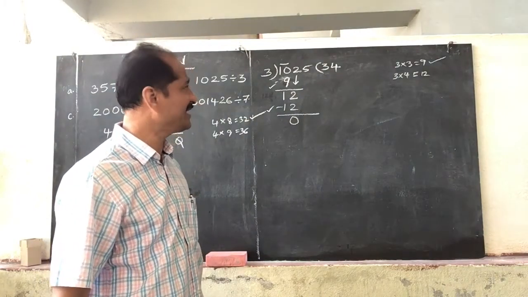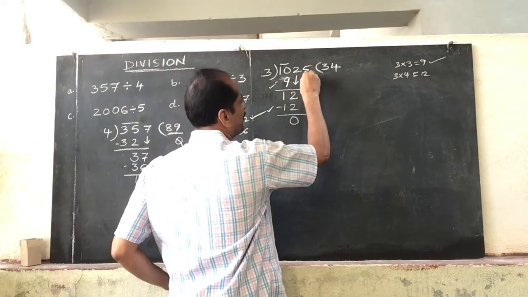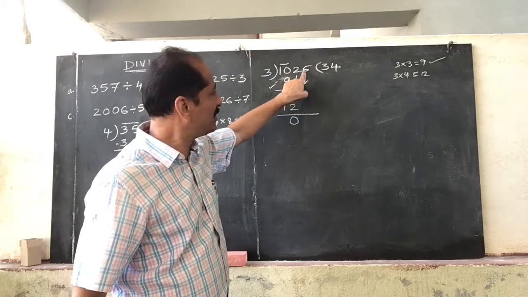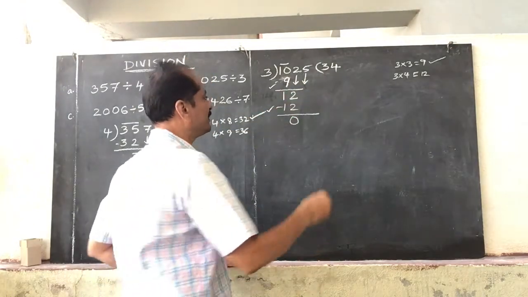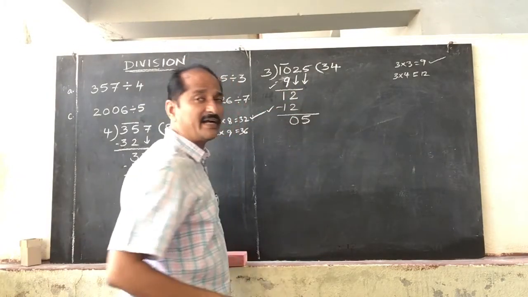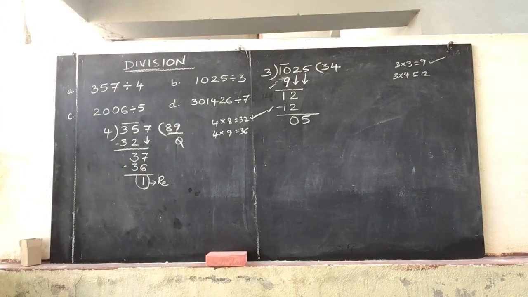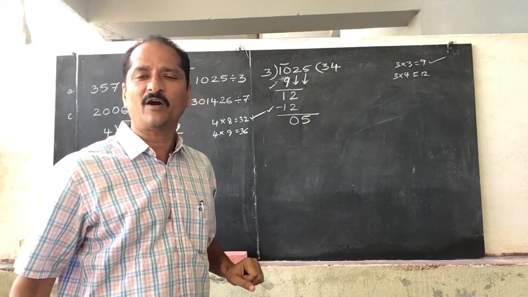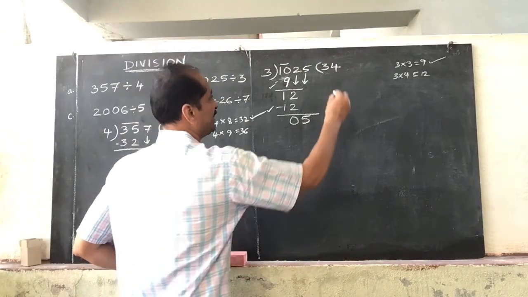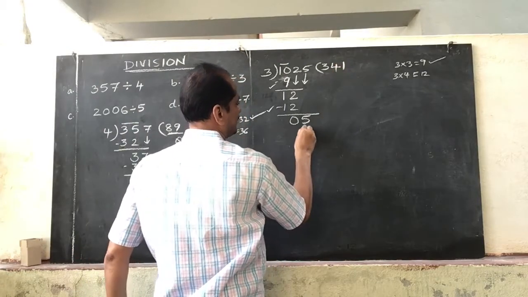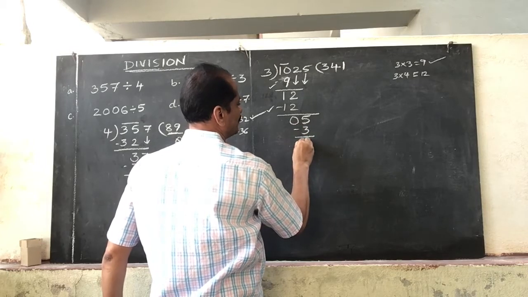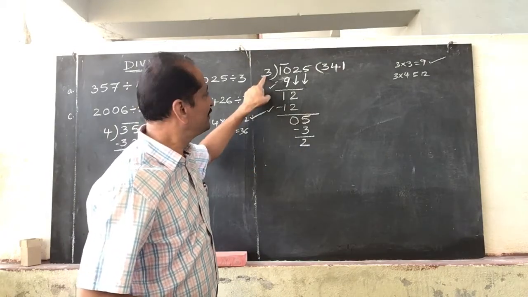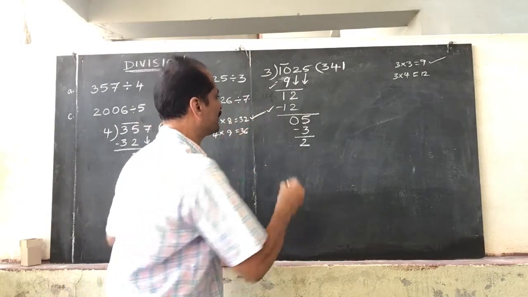Next, bring down the next digit, that is 5. Whenever you are bringing down a digit, you can put an arrow mark like this, then it becomes easy. Now we have to find how many 3's are there in 5. Only one 3. 3 1 is 3. So 5 minus 3 is equal to 2. The remainder is 2. Is it less than the divisor? Yes. So this step is also correct.